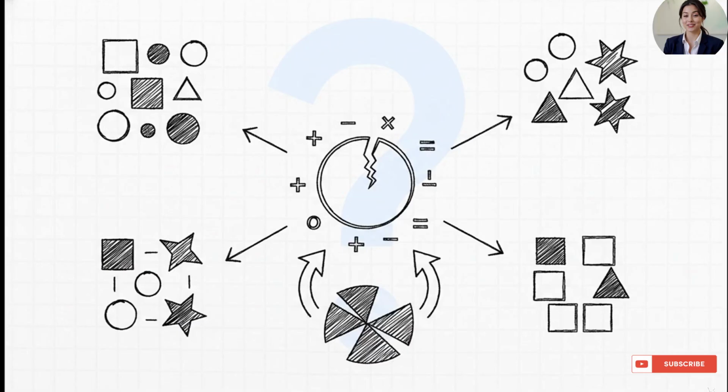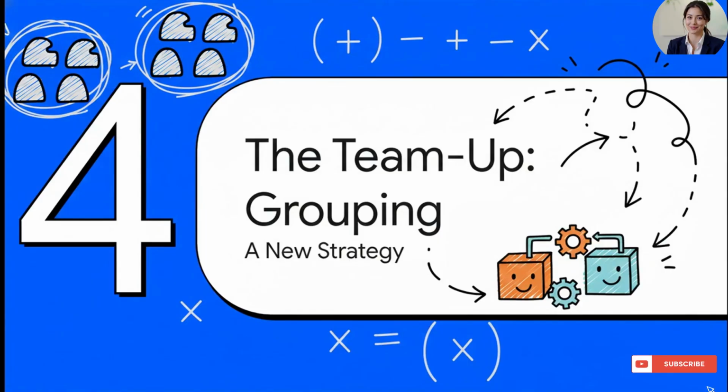But what if you run into an expression that has, say, 4 terms, and there's no single GCF that works for all of them? Do we just throw in the towel? No way. We just need a new strategy. This next strategy is called factoring by grouping, and I love thinking of it as a team-up approach. If you can't tackle the whole expression at once, you just split it into smaller, manageable teams.